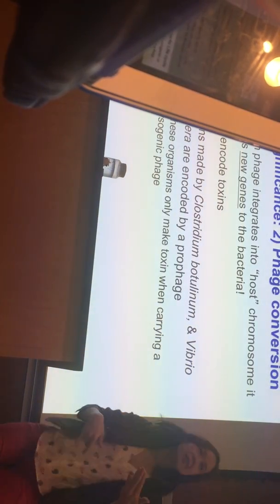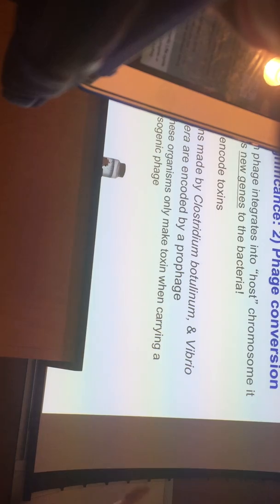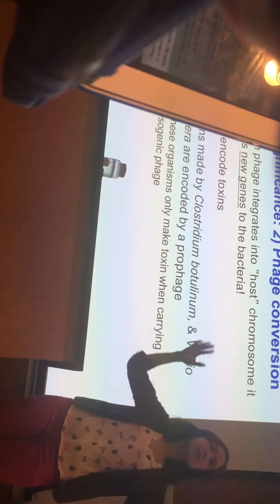I only want to give you 2 examples. Your textbook has a long list of examples, but I only want to mention 2. There's 2 bacteria where this has already been known to happen. This has already occurred. Clostridium botulinum and Vibrio cholera, remember that bacteria that causes cholera? That really severe form of diarrhea. Those 2 bacteria, that's already happened to.